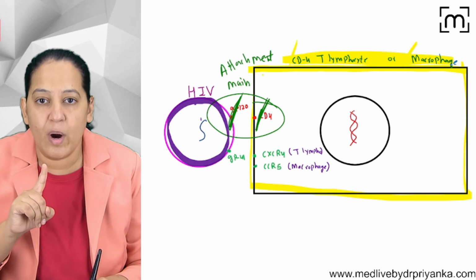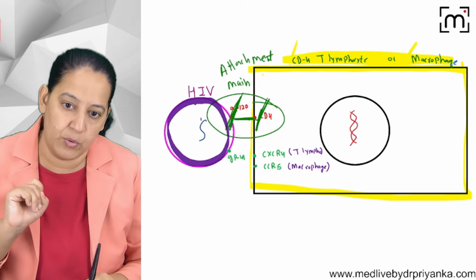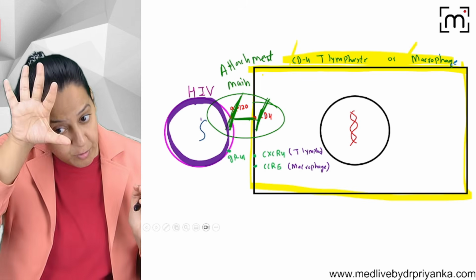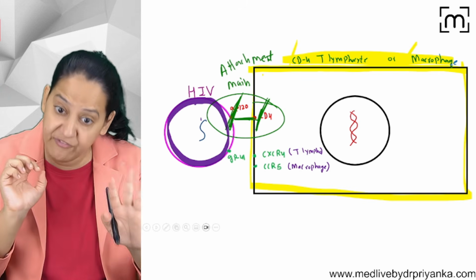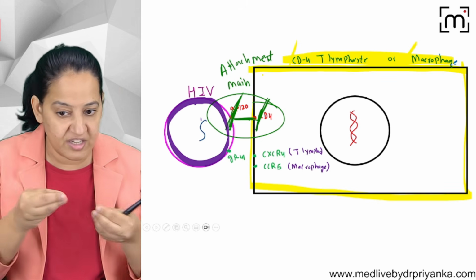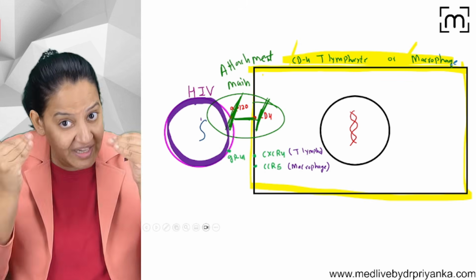Glycoprotein 120 of the virus binds with CD4 of the host cell. They are binding with each other. So the virus's glycoprotein 120 is binding with the CD4 receptor of the host cell. This is attachment. This is the main receptor. But this is just attachment. It is not fusion. Now after attachment, we need fusion.